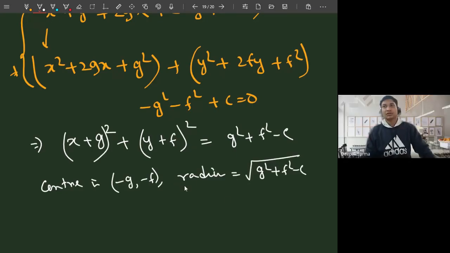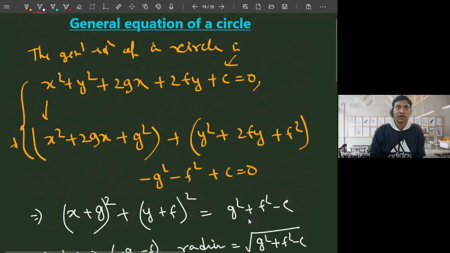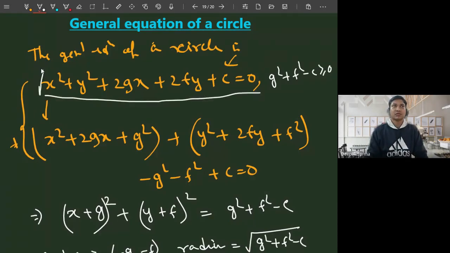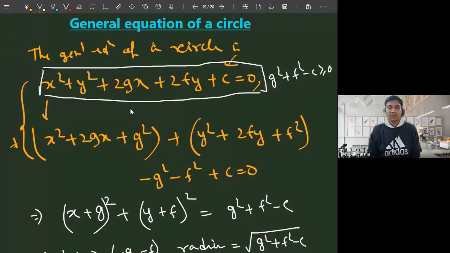Now, because g, f, c are numbers, sometimes we may have g square plus f square minus c as a negative number. Then we cannot find the square root of that negative number. So to avoid that, we write that this one is the general equation of a circle, provided g square plus f square minus c is greater than or equal to 0. So this one is the general equation of a circle with the condition that g square plus f square is greater than or equal to c. Is this clear, all of you?